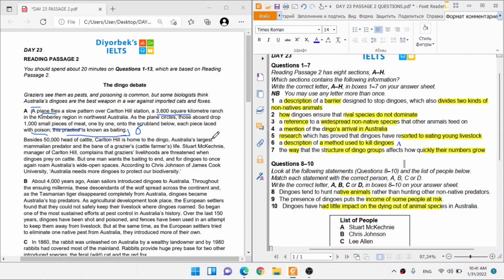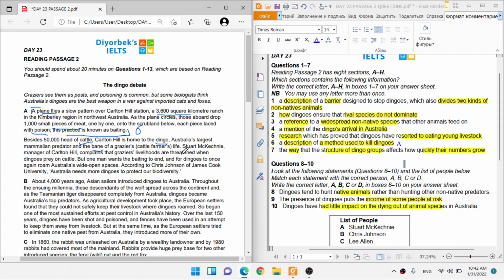All right. Besides 5,000 head of cattle, Carlton is still home to the dingo. In addition to being home for cattle, it is also home for dingo, Australia's largest mammalian predator, and bane. Bane is the opposite of boon, I guess. Right. Grazers, like something bad.